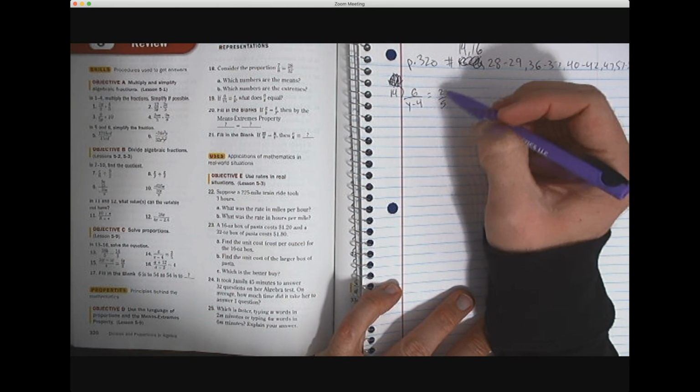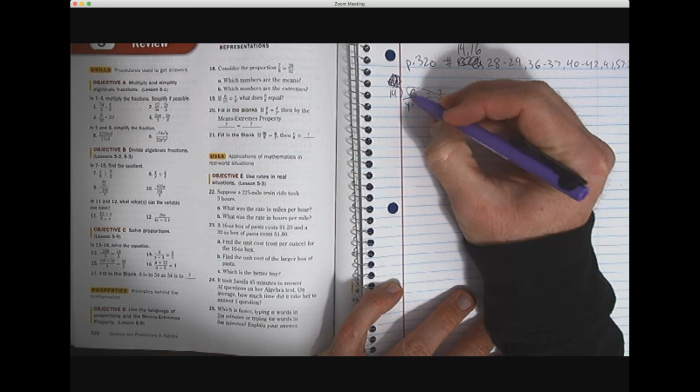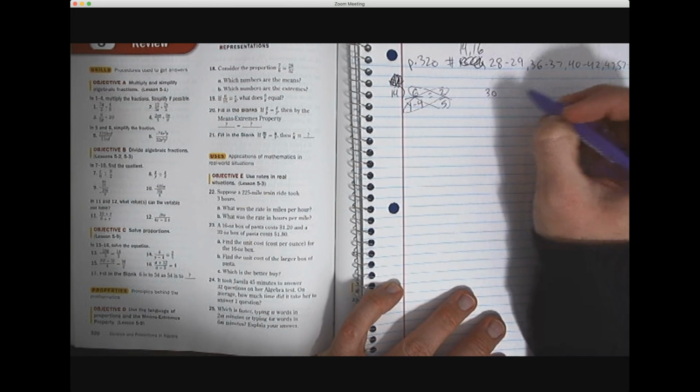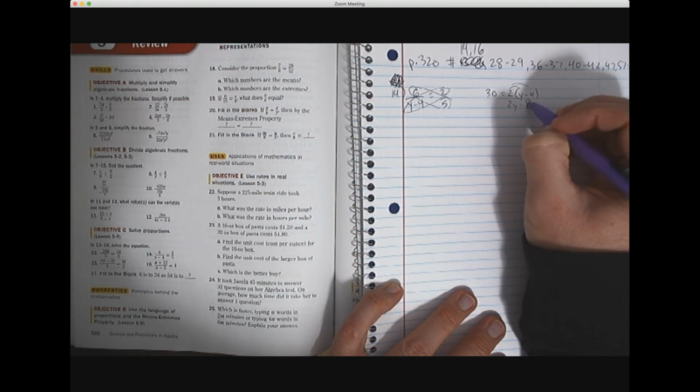Just some basic cross multiplying here. So 6 times 5 is 30. And when you cross multiply the other direction, you have to distribute. So it's 2 times y minus 4. So we're going to go ahead and distribute that. That's 2y minus 8.